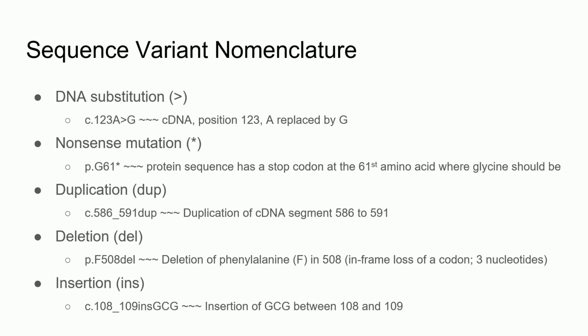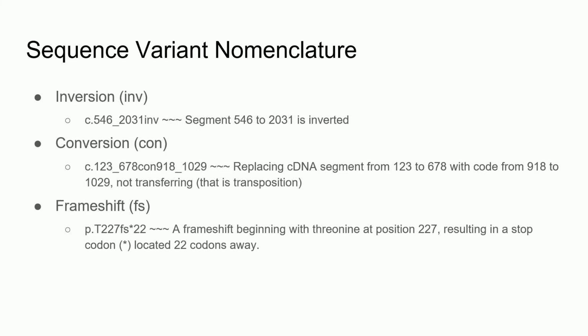Duplications use the symbol DUP, followed by the size of the duplicated sequence. Deletions use the abbreviation DEL, indicating the point or segment of DNA, RNA, or protein sequence that is deleted. Note that in-frame shifts are also represented by the DEL symbol. INS reveals the insertion sequence and the location of its insertion. Inversion is a segment of a sequence that flips around and reinserts itself in the opposite direction, and we designate these with the location of the inverted sequence followed by INV.